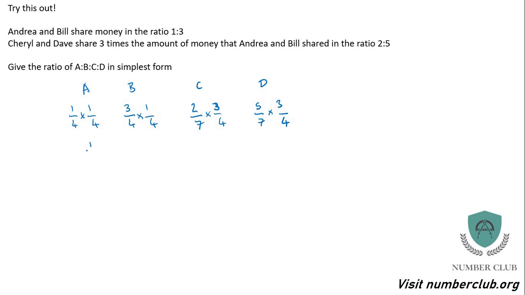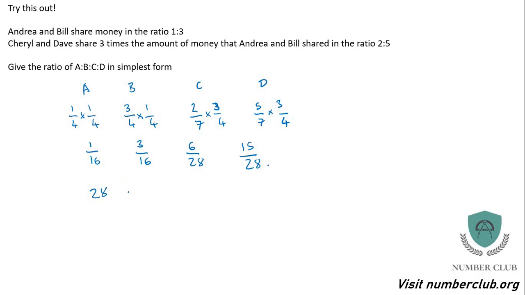And so we're going to get 1/16, 3/16, 6/28, and 15/28. Now we need to come up with some common denominator for 16 and 28. Now, off the top of my head, I can't think of one. If you can't think of one, we're going to multiply these two by 28 and these two by 16, and the denominator will be whatever 16 times 28 is.